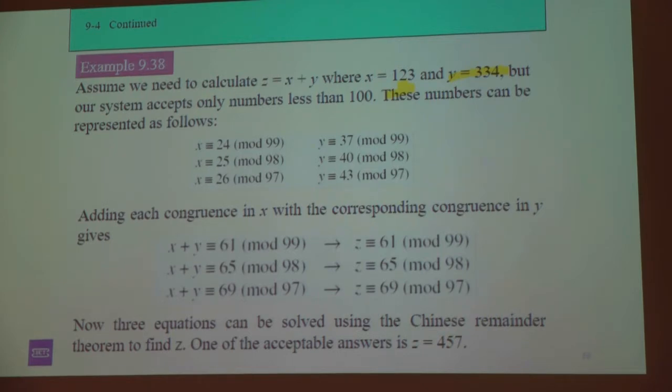So how? You're looking for x. You can represent a value for x modulo 99. So what would be the value? 24.